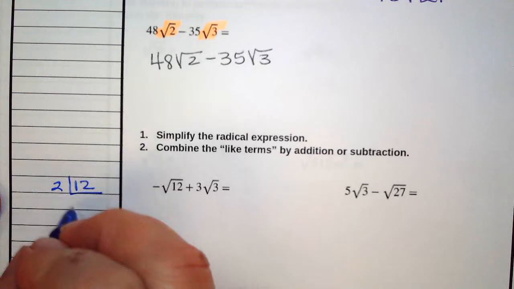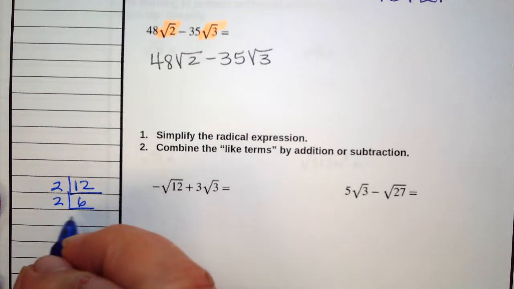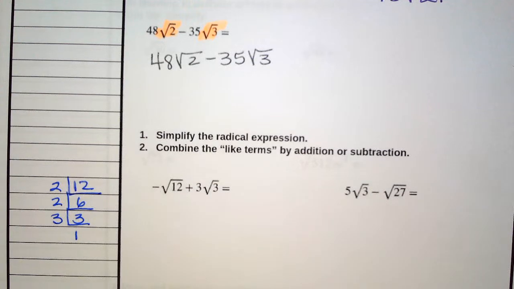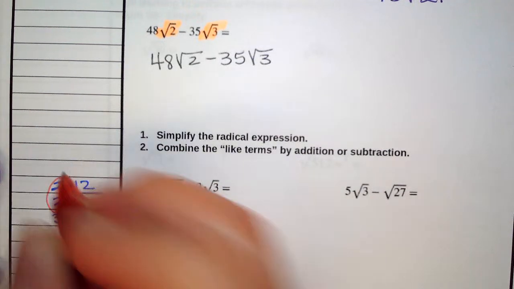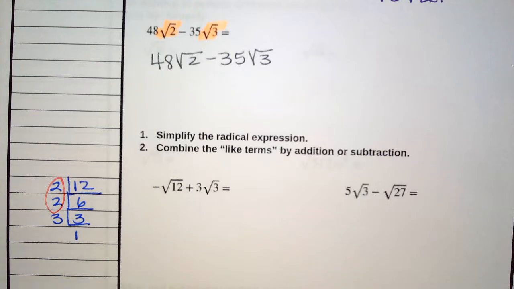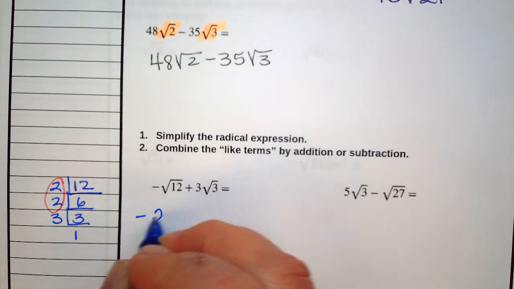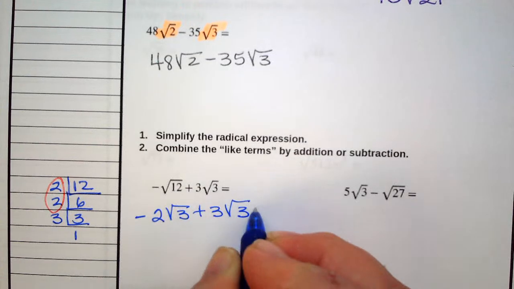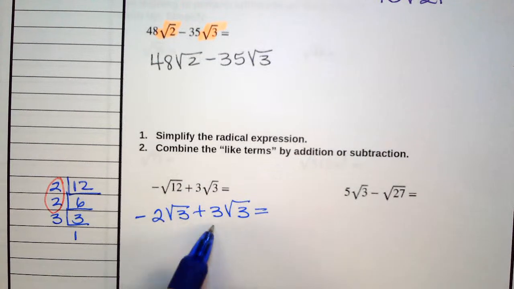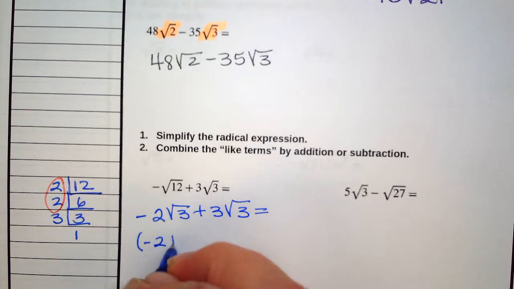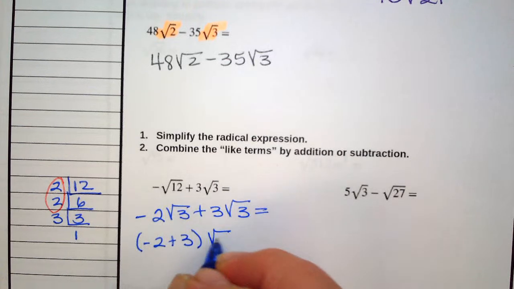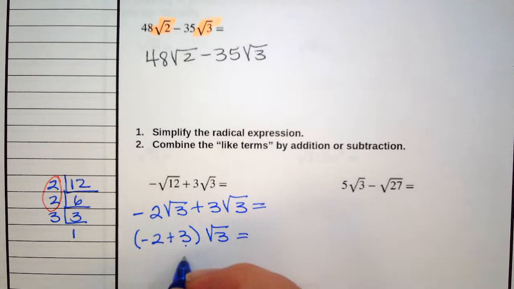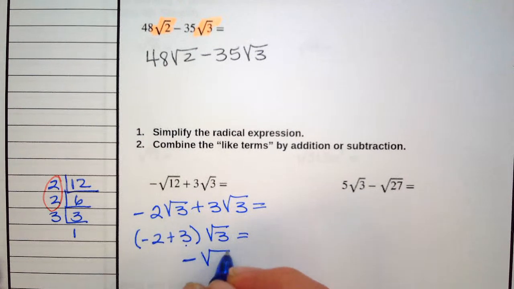12 is, divide by 2, I get 6. Divide by 2, I get 3. 3 is prime. 1, and I'm done. So this is 2 square root of 3. This becomes negative 2 square root of 3 plus 3 square root of 3. Combining those coefficients, I'm taking negative 2 plus 3 square root of 3. Negative 2 plus 3 is negative 1. I don't need to put the negative 1 there. I just put negative square root of 3.